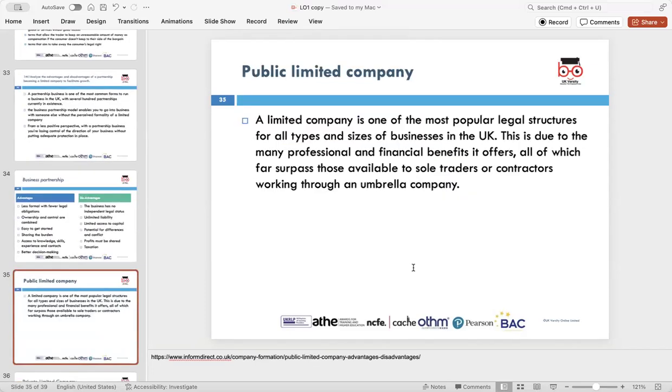Private limited company. Among the various types and sizes of businesses that may be found in the United Kingdom, a limited company is one of the most common legal forms. One reason for this is that it provides a multitude of professional and financial advantages, all of which are far superior to those accessible to sole proprietors or contractors who operate under an umbrella business.